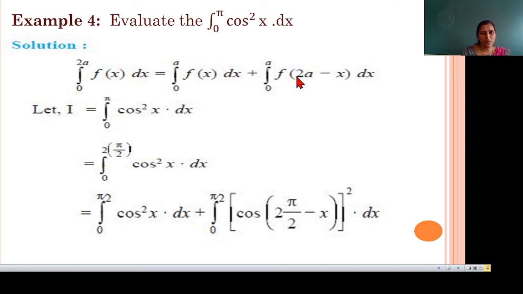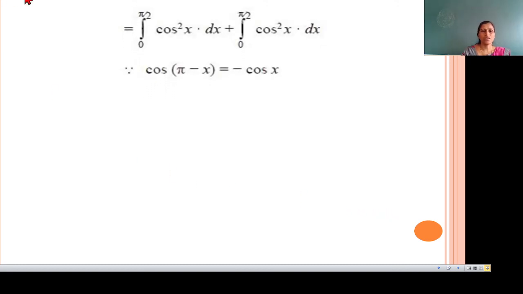So according to this property statement, we change this I as integral 0 to pi cos square x dx plus integral 0 to pi by 2 cos square of pi by 2 minus x, whole bracket square, into dx. By using this property, here the value is a, and in our example the value of a will be pi by 2. So we have come to this step. Then the value of this integration is integral 0 to pi by 2 cos square x dx plus integral 0 to pi by 2 cos square x dx.